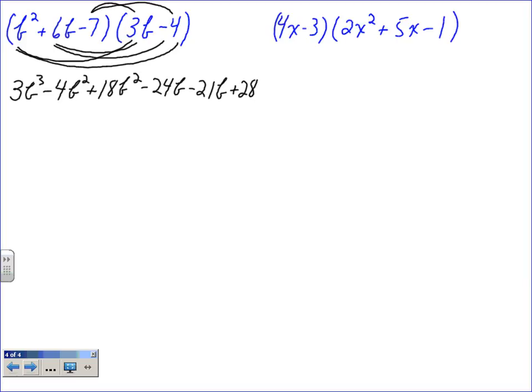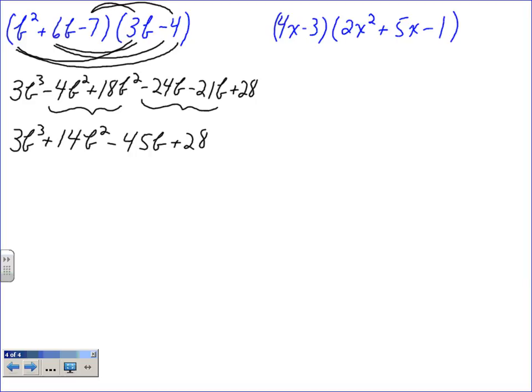All right, and we have some terms here now that I can combine because they're alike. I can combine these two together. So let's rewrite now. 3b cubed. What's negative 4b squared plus 18b squared? 14b squared. Now I have negative 24b and a negative 21b. Negative 45b. And finally at the end, 28. Okay?